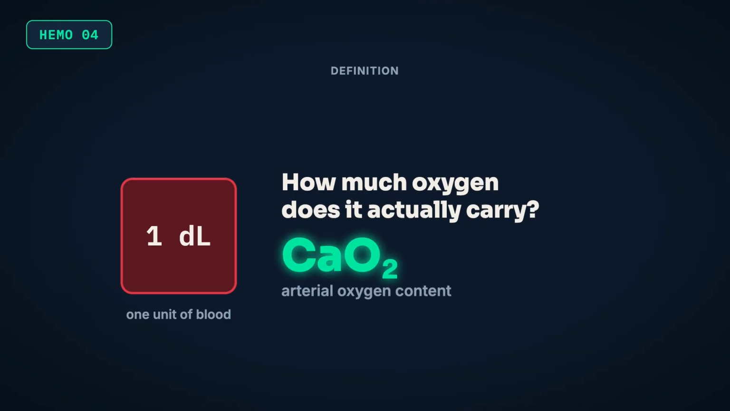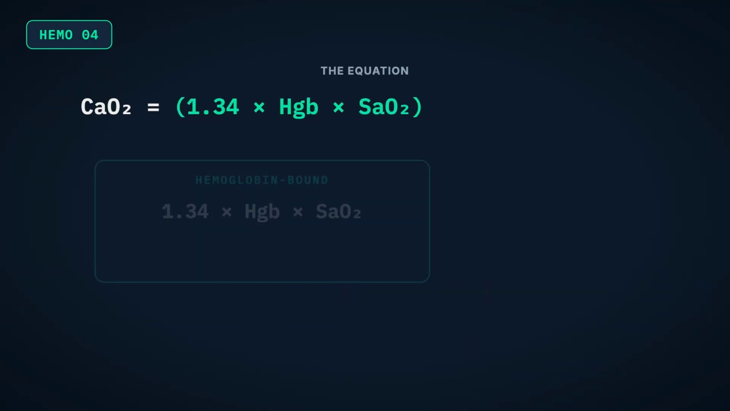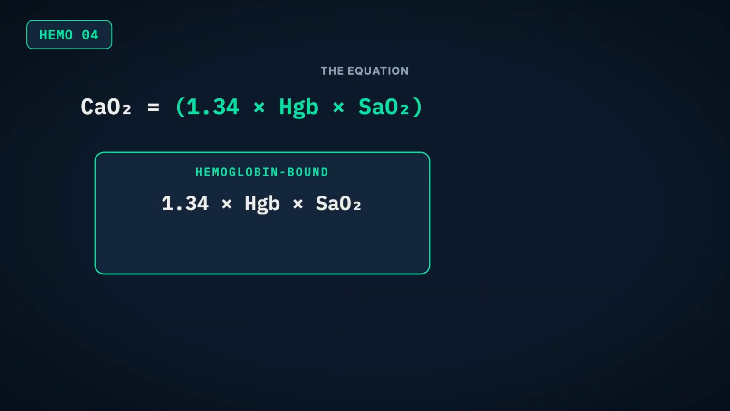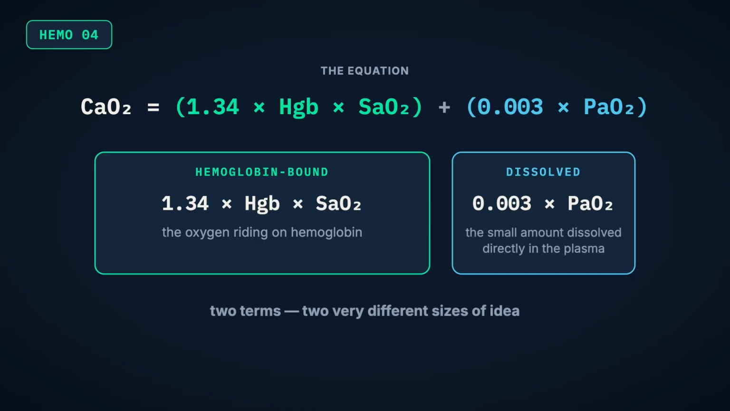That's arterial oxygen content, CaO₂. CaO₂ equals 1.34 times hemoglobin times SaO₂, the oxygen riding on a hemoglobin, plus 0.003 times PaO₂, the small amount dissolved directly in the plasma.